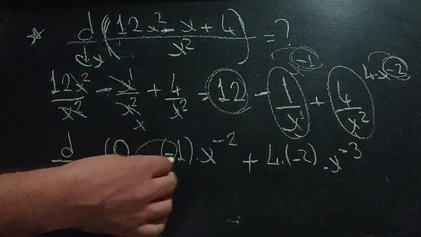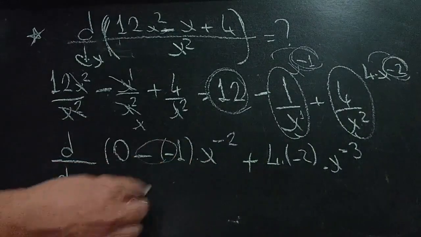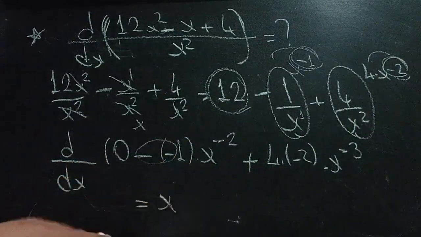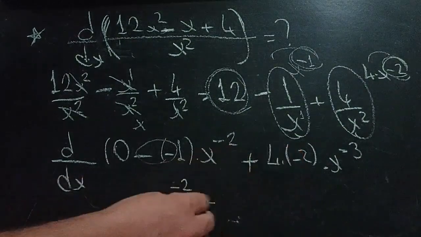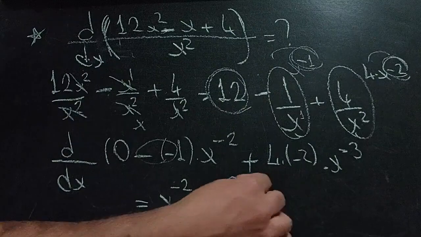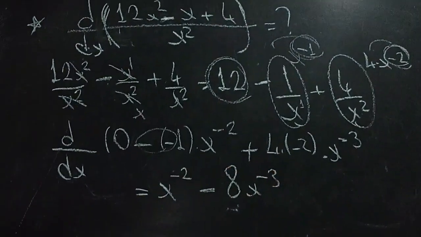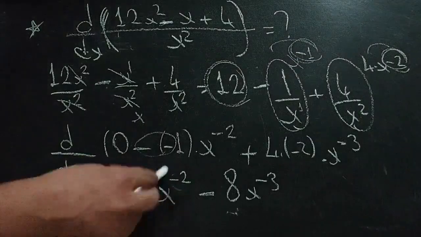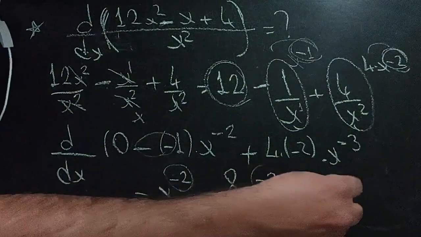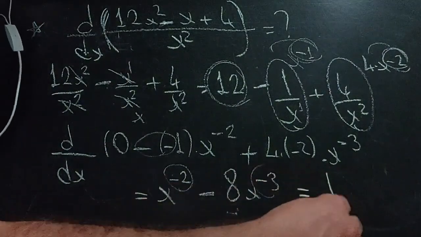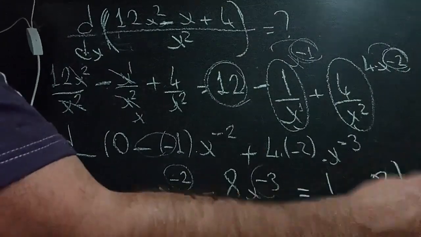So this is going to be positive x to the power negative 2, plus minus 8 to the power negative 3. So you bring them down now to make this one positive. That will be your final answer, which is 1 over x squared minus 8 over x cubed.